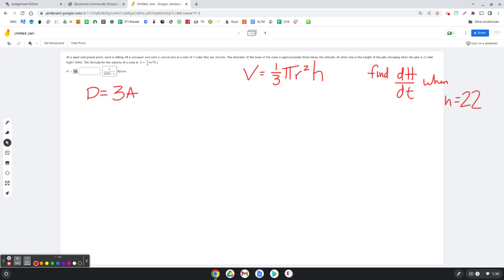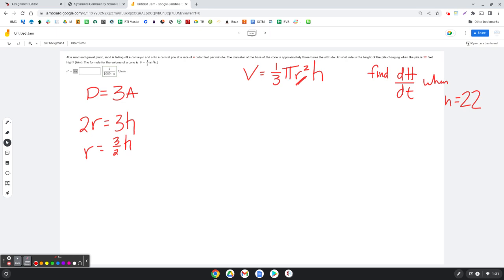So notice, we got nothing about r. We don't want r in there because we don't have anything about dr/dt. So we have to equate the radius to the height, which is the altitude. So 2 times the radius is 3 times the height. Height and altitude mean the same thing. So radius is 3/2 times h.